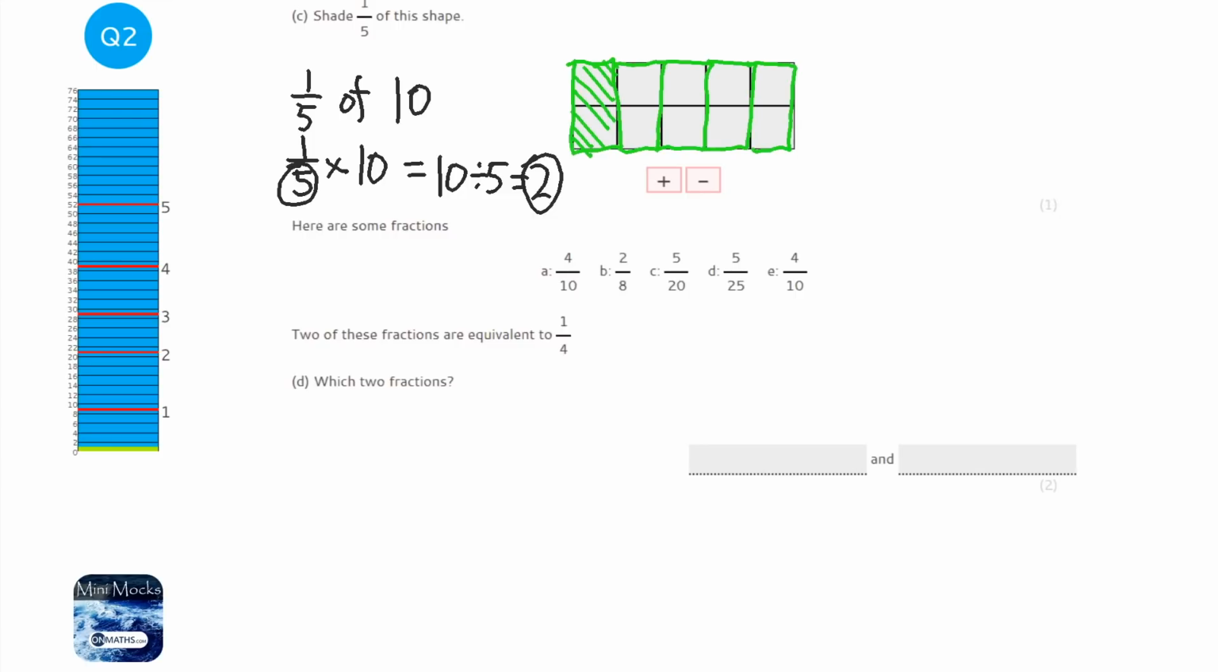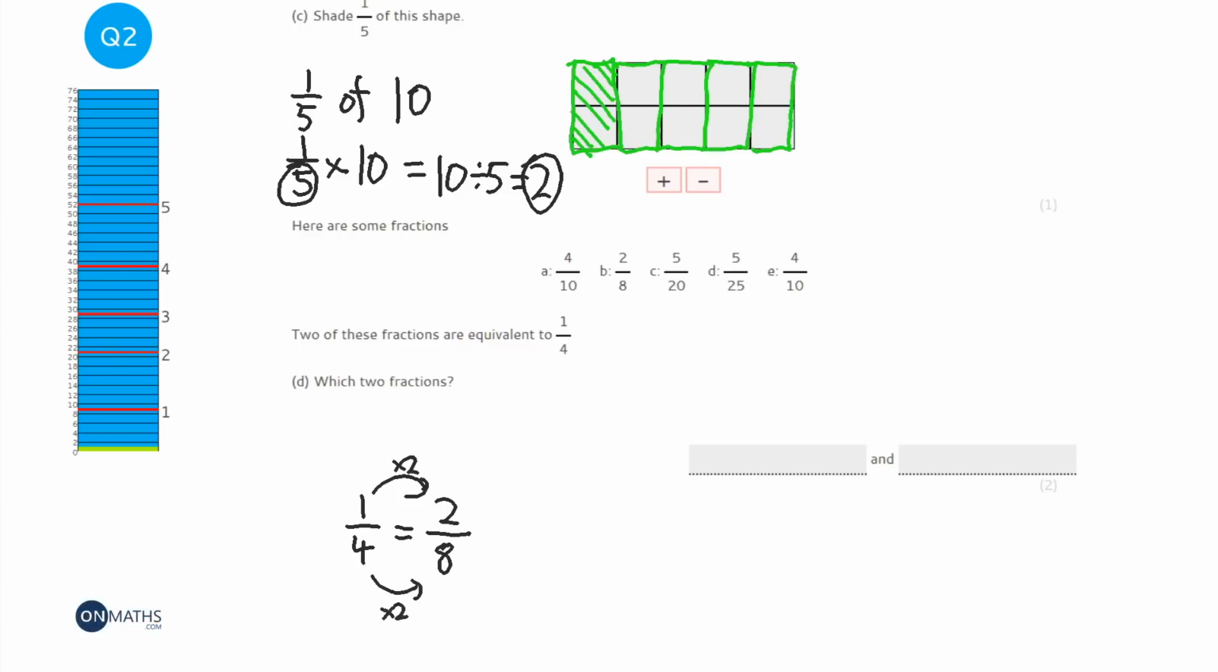And the last question says write down the fractions there that are equivalent to a quarter. Well, a nice easy way of starting this question off is just write down things that are equivalent to a quarter. So what I'm going to do is times top and bottom of this fraction by 2. So 2 over 8. So I've timesed them by 2. Then I'm going to times them by 3. So it would be 3 over 12.